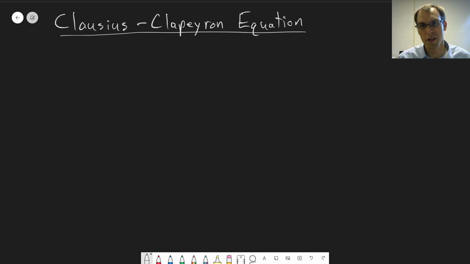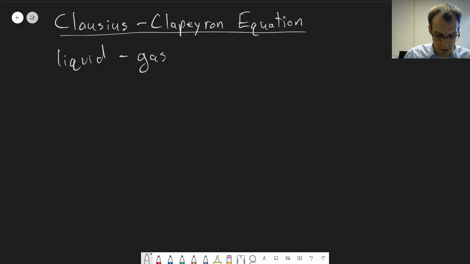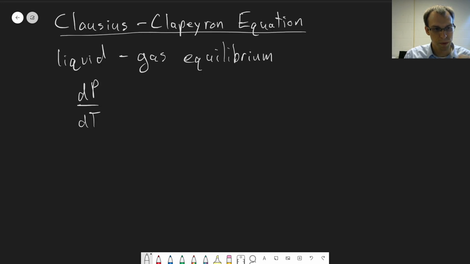One specific extension of the Clapeyron equation is to a liquid-vapor equilibrium. So we're looking at the liquid-gas equilibrium. The Clapeyron equation, again, is dP/dT. We're looking at the slope of the coexistence curve, pressure versus temperature. If we're specifically looking at the liquid-gas equilibrium, we're thinking about vaporization.